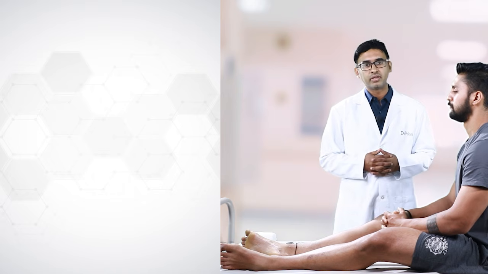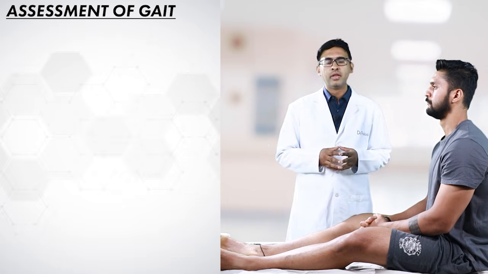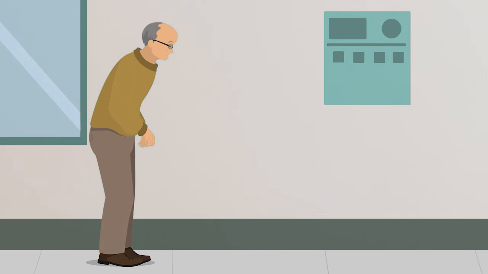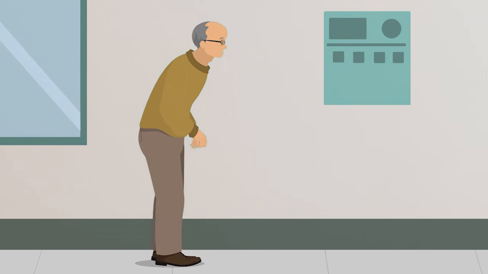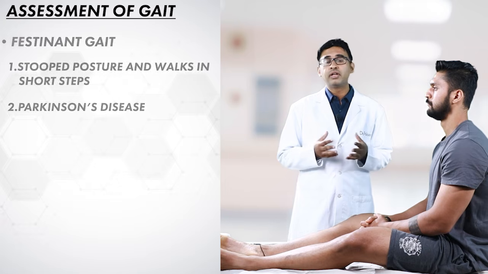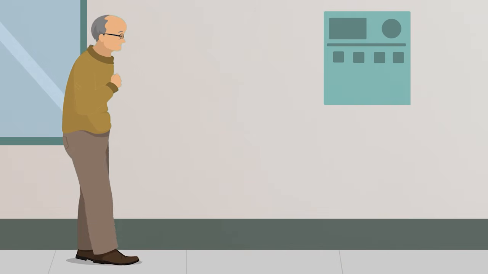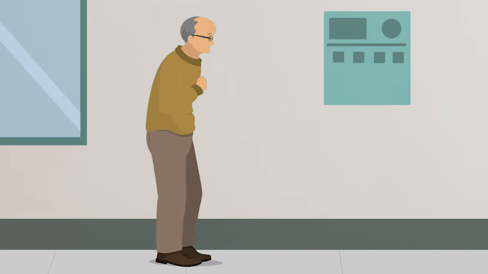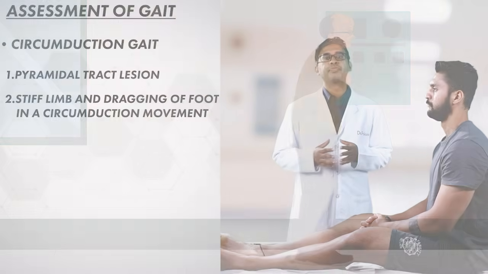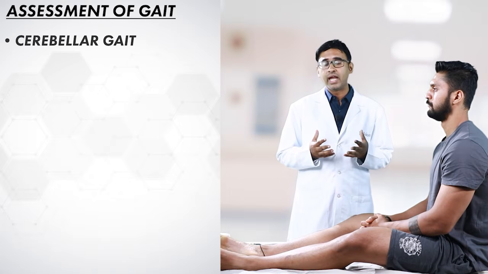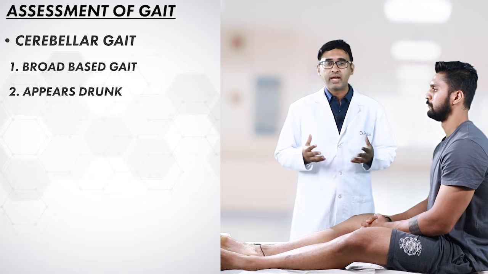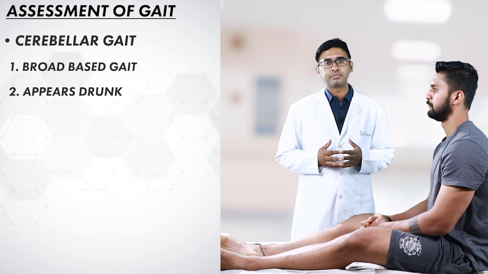Coming to the last part of the examination, and that is assessment of gait. The different types of gait that can be noted include the festinant gait, wherein the patient has a stooped posture and walks in short steps. This type of gait is seen in patients with Parkinson's disease. On the other hand, a circumduction gait is seen in patients who have a pyramidal tract lesion. Here, the patient holds a limb stiff. The foot drags on the floor in a circumduction movement. The third type of gait is a cerebellar gait or a broad-based gait, wherein the patient may appear to be drunk. These types of gait invariably point us to a particular diagnosis.